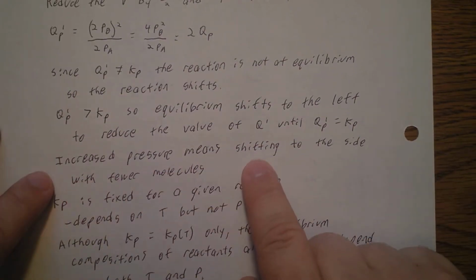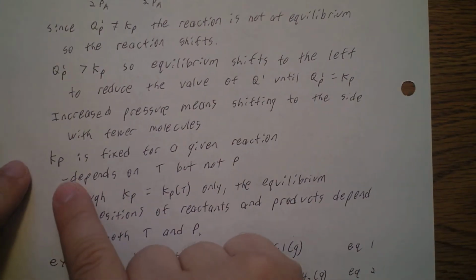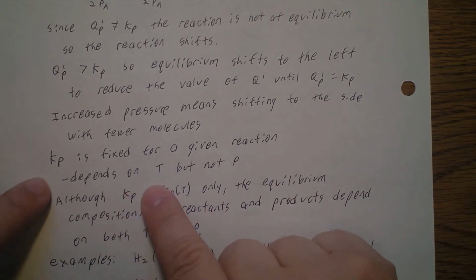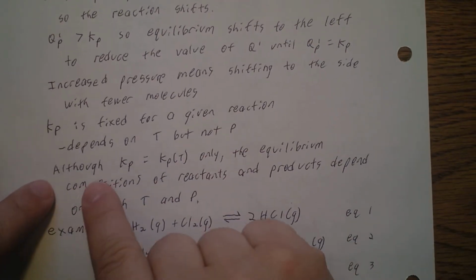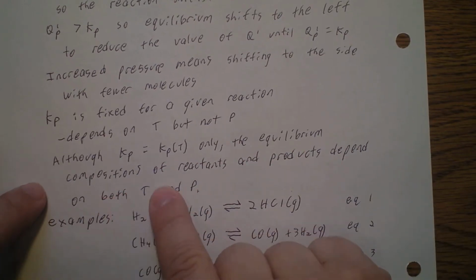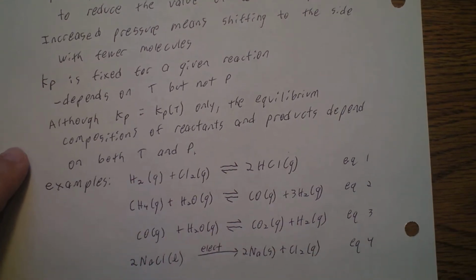Increasing the pressure means shifting to the side with fewer molecules. Kp is fixed for a given reaction. It depends on T, but not pressure. Although Kp is a function of temperature only, the equilibrium compositions of reactants and products depend both on temperature and pressure.